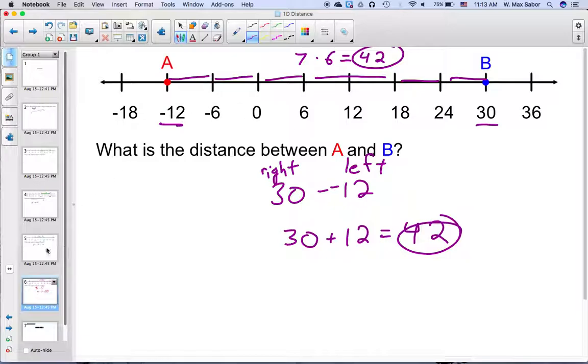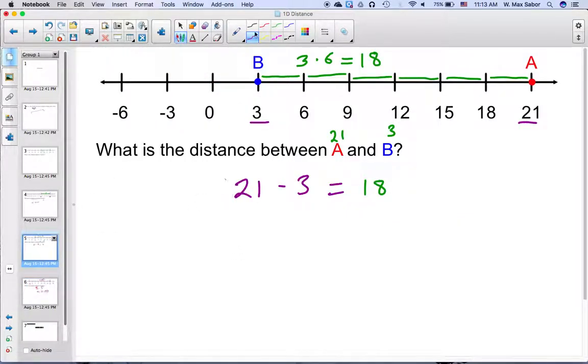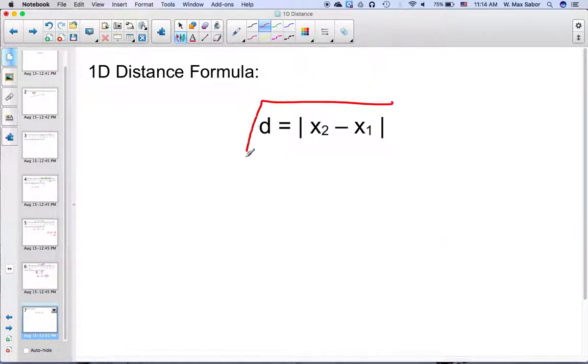If I did left minus right, let's imagine that I did 3 minus 21, that gives us negative 18. Well, that's not really what we want. We don't want to say that this distance is negative. We would say that the distance is positive 18. So how do we take negative 18 and make it positive 18? Absolute value. So in general, the way we describe this is with absolute value, and that's the one-dimensional distance formula. The distance between 2 points is the absolute value of any point minus the other point.